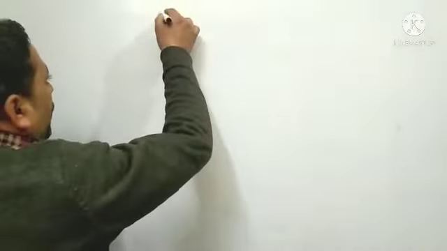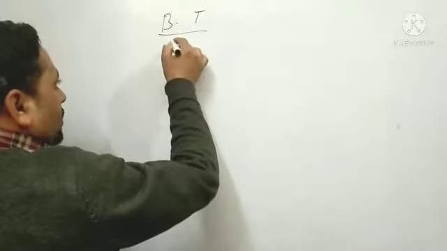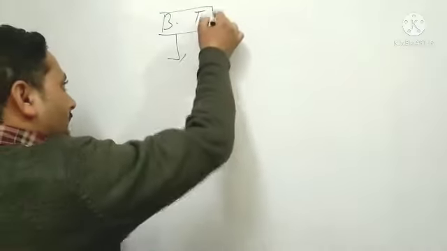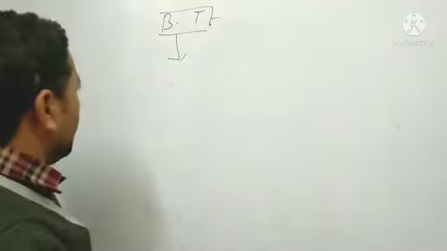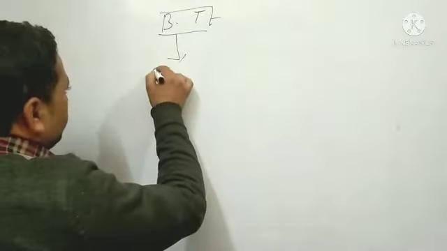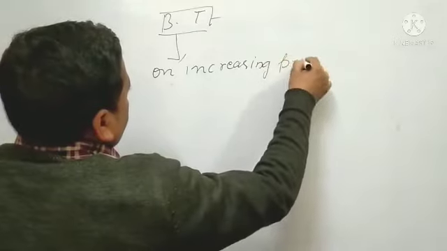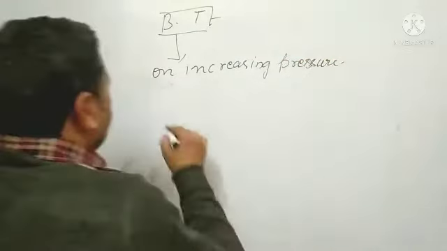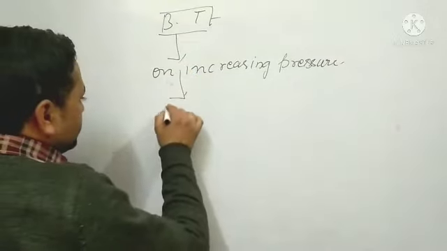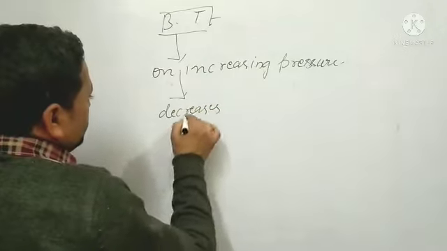We were discussing the Boyle temperature. Above the Boyle temperature, gases show positive deviation. Below the Boyle temperature, gases show negative deviation. So on increasing pressure, the deviation decreases to a minimum point.